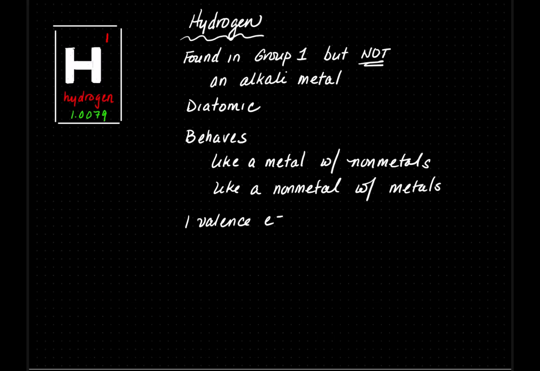Hydrogen is a loner. It is found in group 1, but not an alkali metal. It is there because it has one valence electron like the rest of the group. It is a diatomic, so in nature it never occurs alone. It will always be an H2 when it's by itself. In addition, it behaves like a metal when it combines with nonmetals and behaves like a nonmetal when it combines with metals.